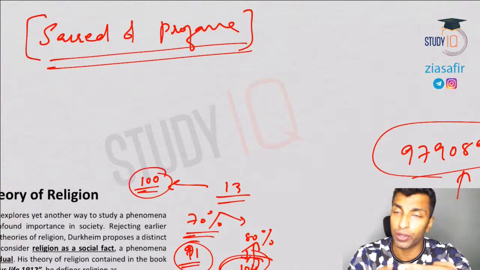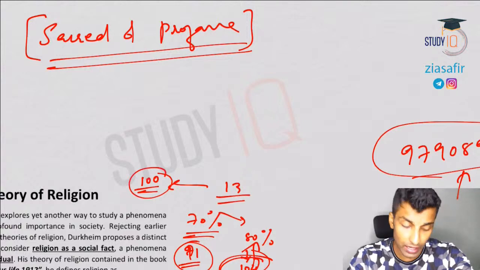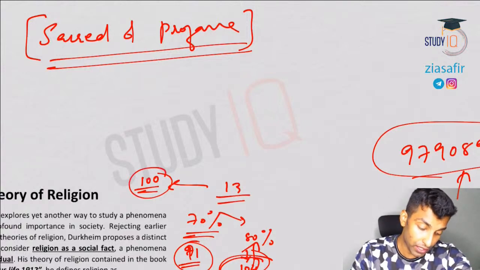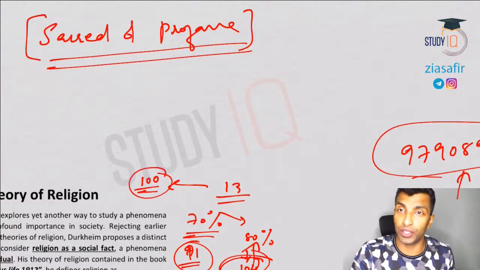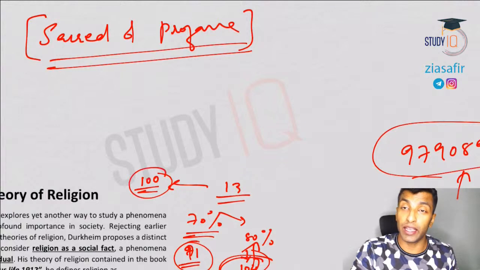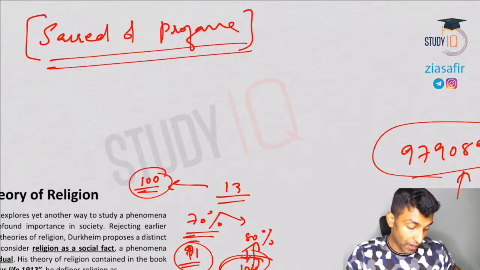In that, you're talking about Emile Durkheim, you're talking about theory of religion, you're talking about father of modern sociology, and everything is actually covered. The theory also is covered. Then maybe here you can go for the definition of the theory of religion, or even before that, you need to say that religion is a social fact.